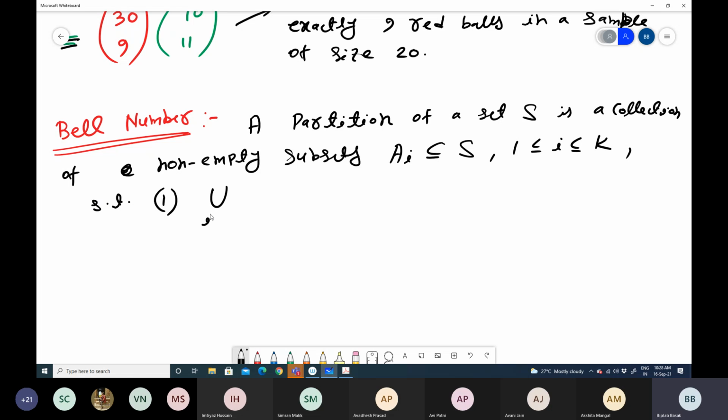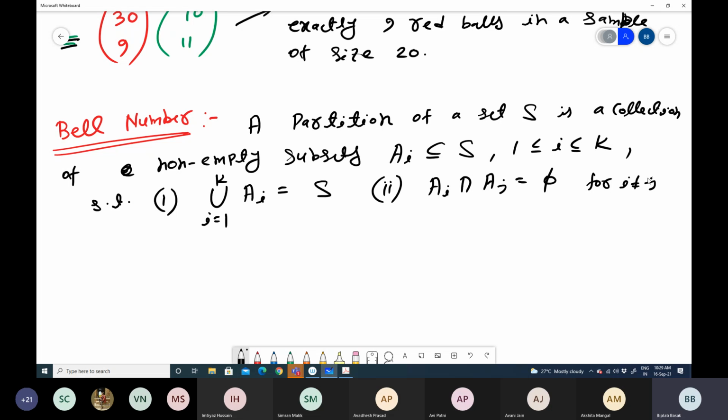First of all, if we take the union of all of these subsets, that will be S, and they will be mutually disjoint. So Ai intersection Aj is empty for i not equal to j. Okay, so this is called a partition.